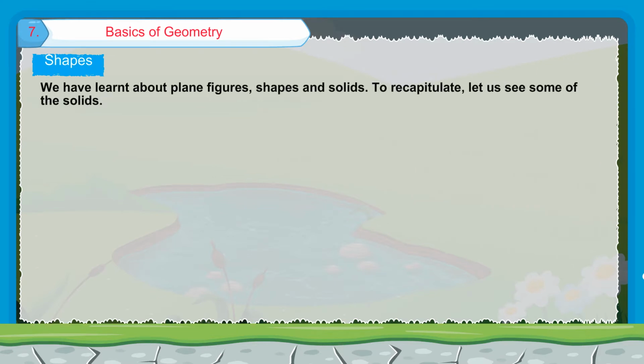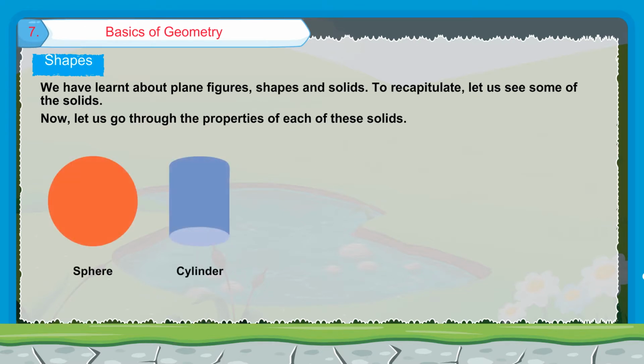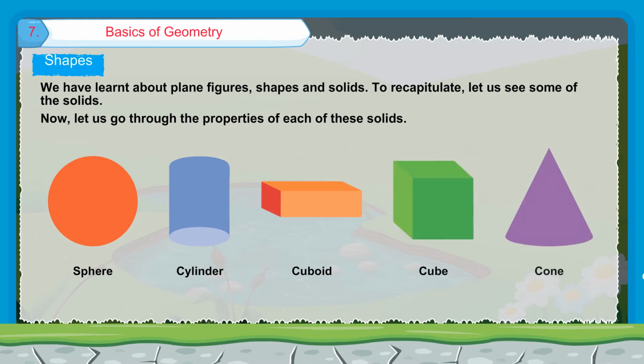Shapes. We have learned about plane figures, shapes, and solids. To recapitulate, let us see some of the solids. Now, let us go through the properties of each of these solids. Sphere, cylinder, cuboid, cube, cone.